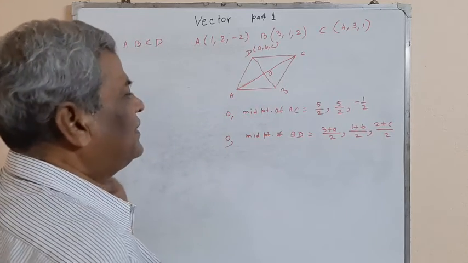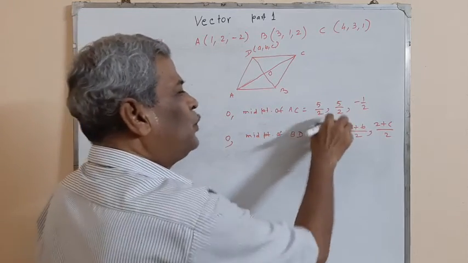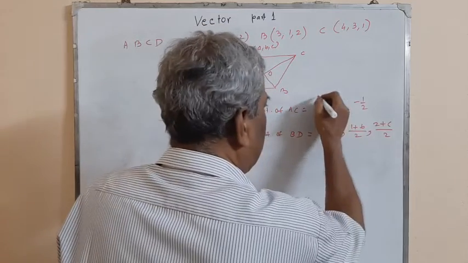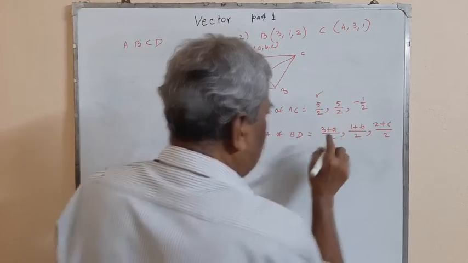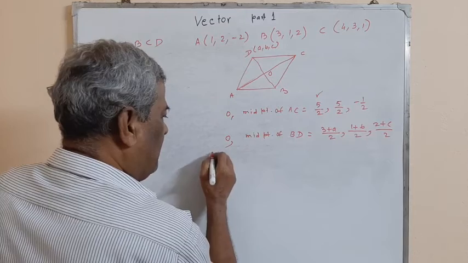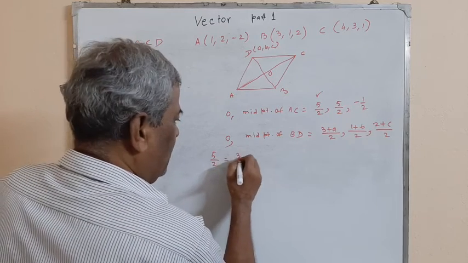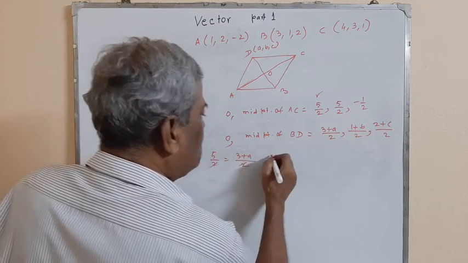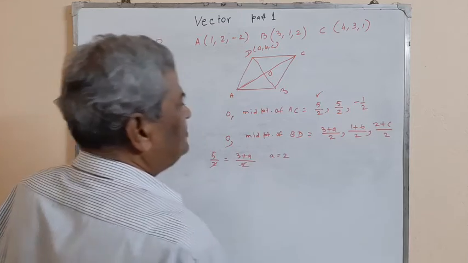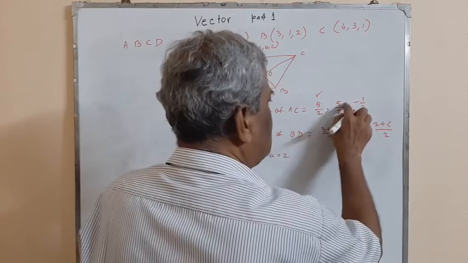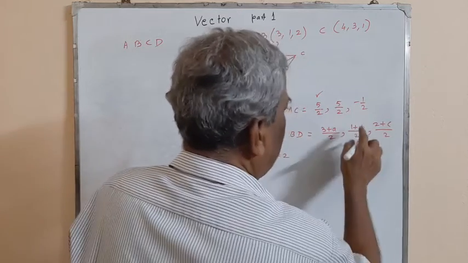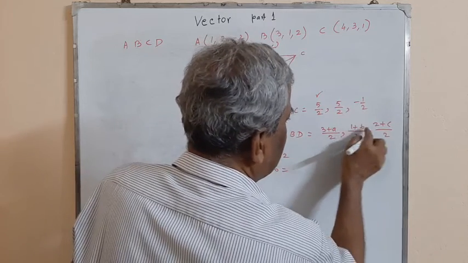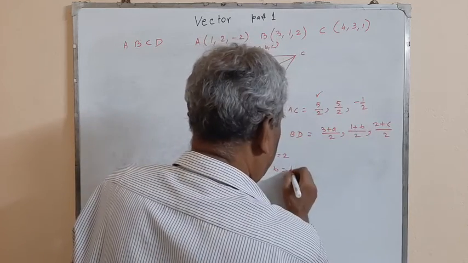We know that this and that both are coordinates of the same point. Therefore, we must have 5 by 2 is equal to 3 plus a by 2. That is, 5 by 2 is equal to 3 plus a by 2. 2 cancels, so a is equal to 2. Similarly, from this, b is equal to, 2 cancels, b is equal to 4.